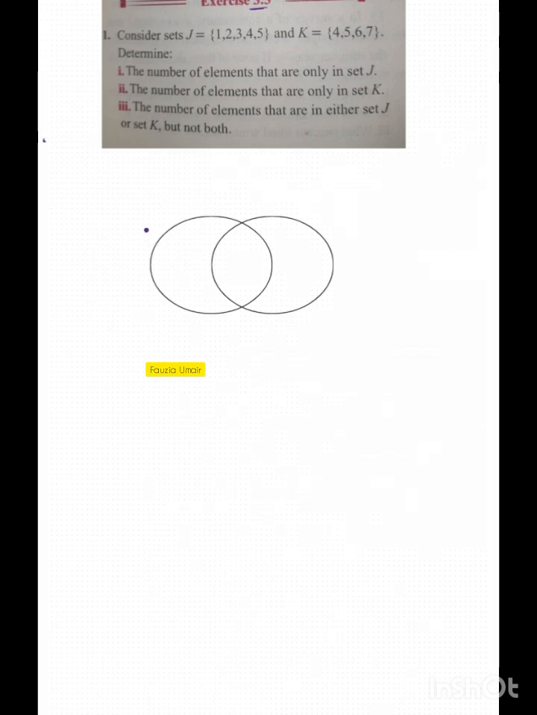Let's see how J and K will look. Let's say this is set J and this is set K. So you can see 1, 2, 3, 4, 5. So 4, 5 are the common elements. I can put them here. So the three elements are there, 1, 2, 3. So 4, 5, 6, 7. So only 6, 7 will come here. So after making this simple Venn diagram, I can answer all the three questions easily.